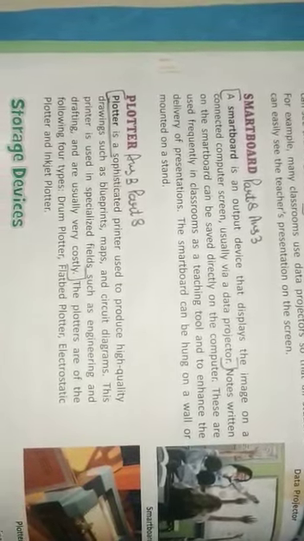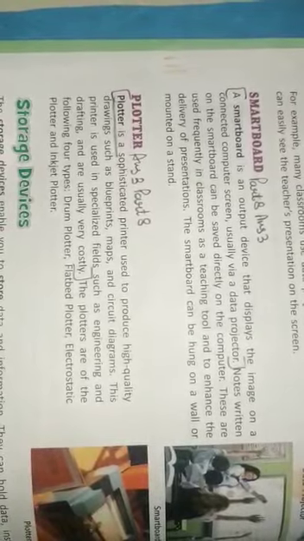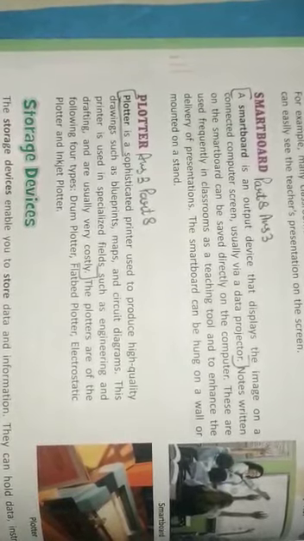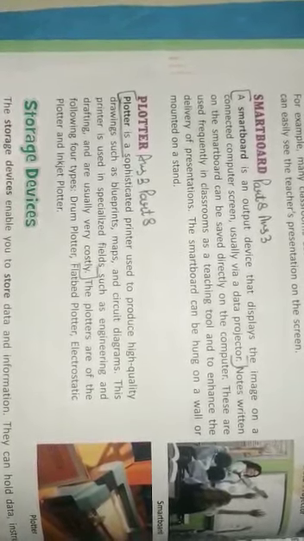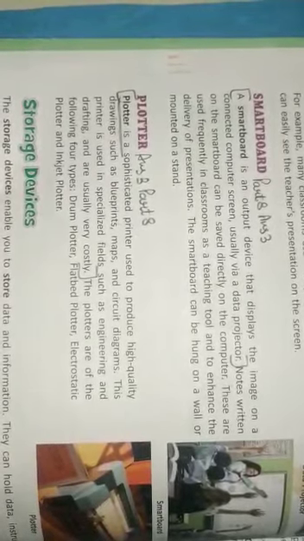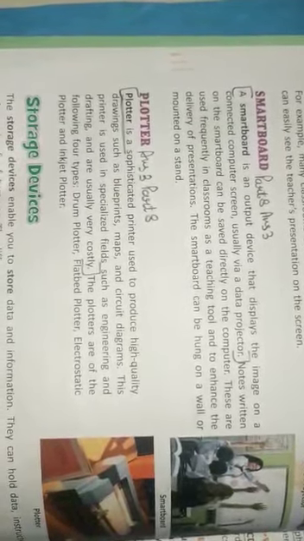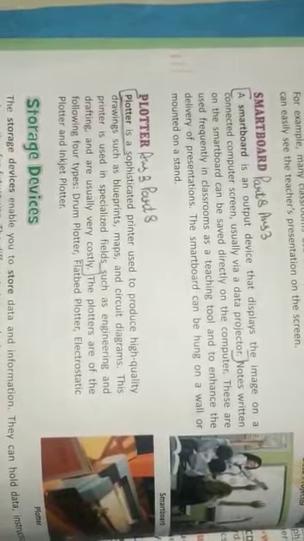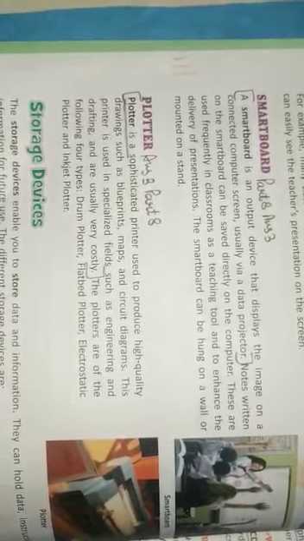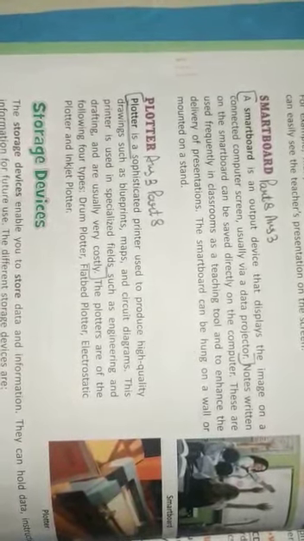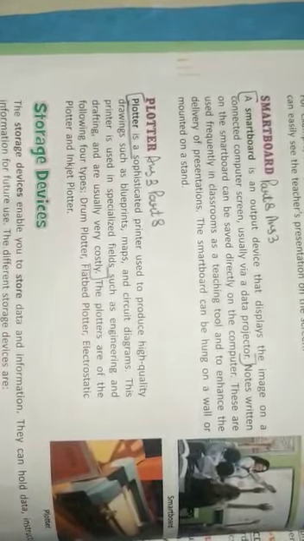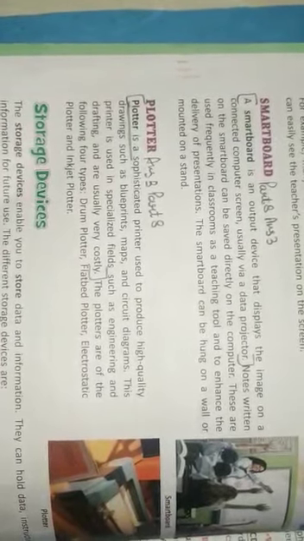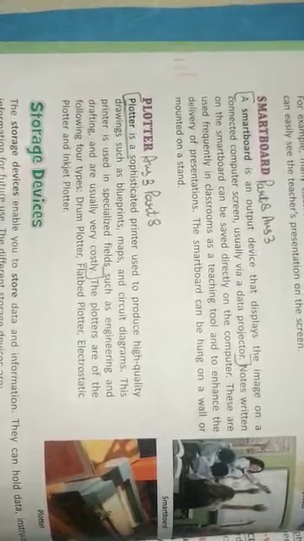After that, you have to make a heading of smartboard and plotter. In smartboard, give the explanation as: a smartboard is an output device that displays the image on a connected computer screen, usually via a data projector. And a plotter is a sophisticated printer used to produce high quality drawings such as blueprints, maps and circuit diagrams. This printer is used in specialized fields such as engineering and drafting and is usually very costly. This is the third long answer.